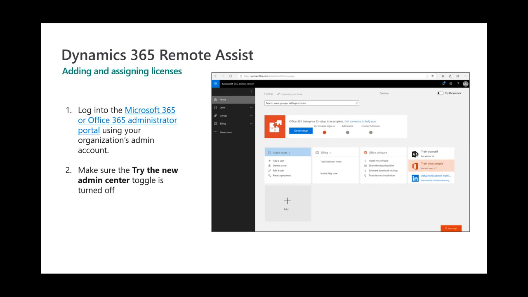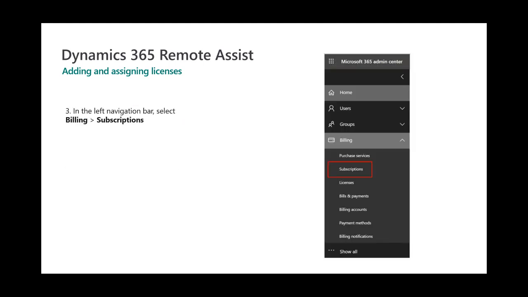And so I'm specifically talking to the IT admins who have set up the 30-day organizational license or have purchased Remote Assist licenses. So within the Microsoft 365 or the Office 365 admin portal, they must turn off the admin center toggle, and then they must go into the menu and select Billing and Subscriptions. So they'll see all of the subscriptions that they have for Microsoft, and this should include Remote Assist. Next slide.